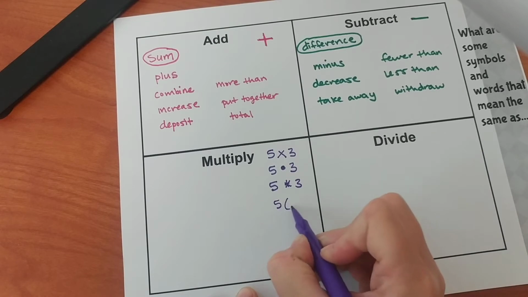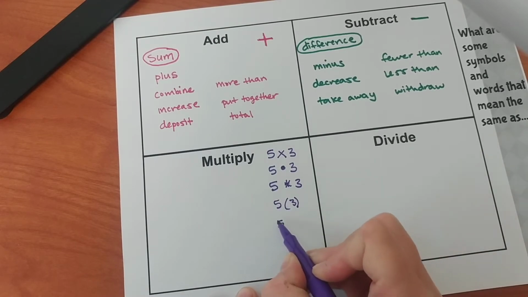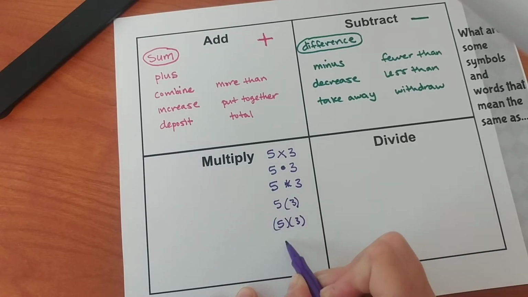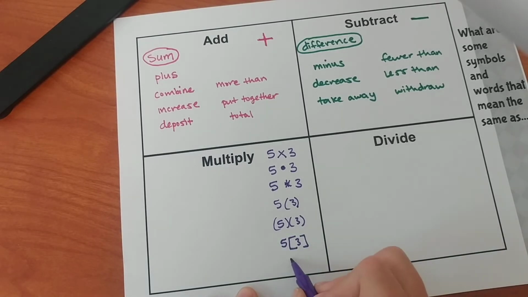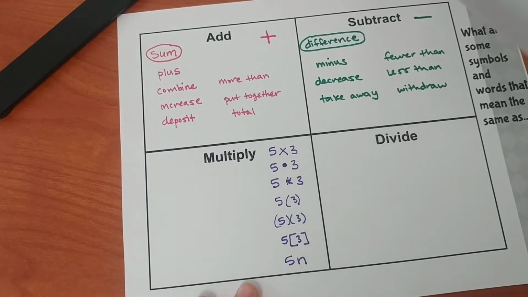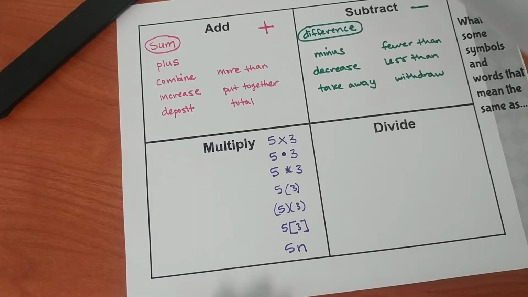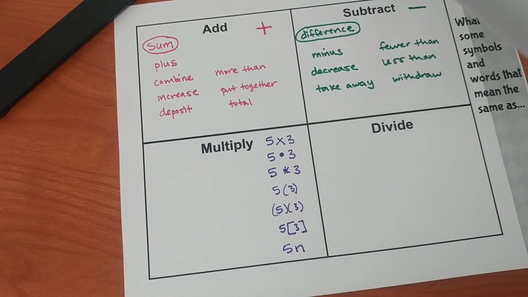I could put one of the numbers in parentheses. I could put both of the numbers in parentheses. I could put brackets around the 3. Now, if I have a variable and a number, I could just stick them together with no symbol. It's an invisible symbol, and that means multiply also. So you got to recognize all of these tell us the same thing, to multiply 2 numbers together.